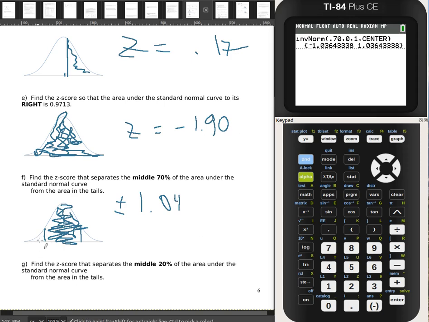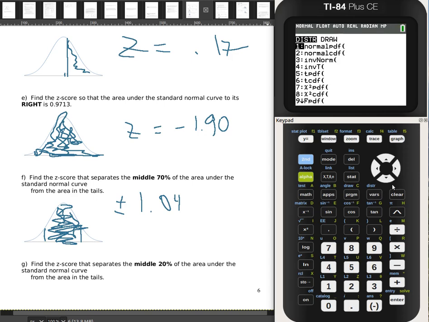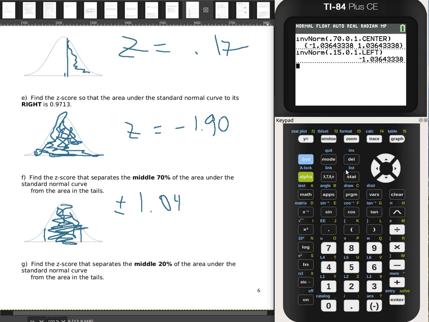And if you think about it, this little tail on the left, can you tell how big it should be? If the middle is 70, then that means there's 30% left over, so half of it should be here, so it should be 15% there. I feel like calculating it another way just for fun by finding out what z-score has a tail of 15% to the left. And it better give us the same thing. Wow. It does. So we'll go on to part G right now.